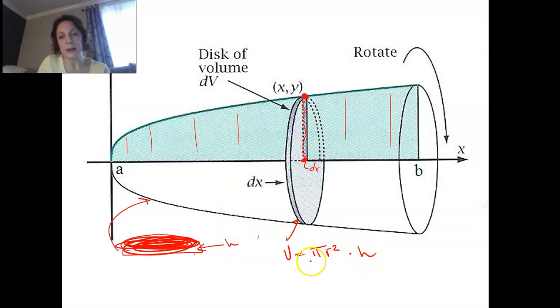So it's going to be pi r squared h. Well, look at this graph. My h is going to come from the thickness of that rectangle. So your h is going to be a dx. All I need then is to figure out the area of this circle that I'm going to swoop. Well, pi r squared. Where am I getting my r? I'm going to get my r from the function.